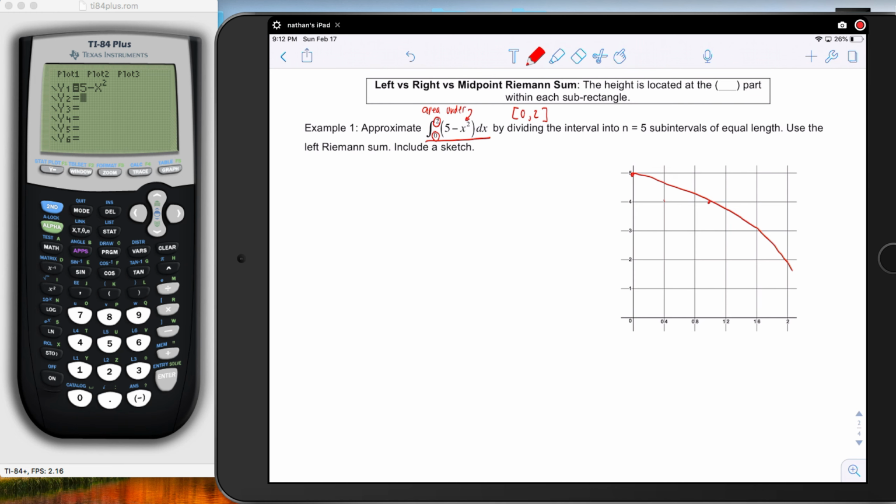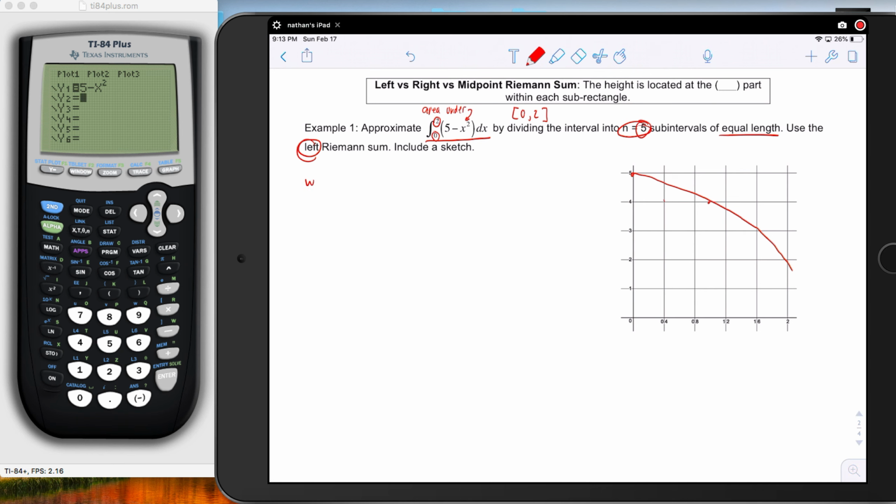We want to divide the interval into n equals 5 subintervals of equal length. They want us to use the left Riemann sum, and include a sketch. Okay, so we're going from 0 to 2, and we need 5 intervals. 1, 2, 3, 4, 5. That works out pretty well. It's already broken up into parts very easily. I gave nice numbers like that so you could know right away that the width is going to be 0.4.